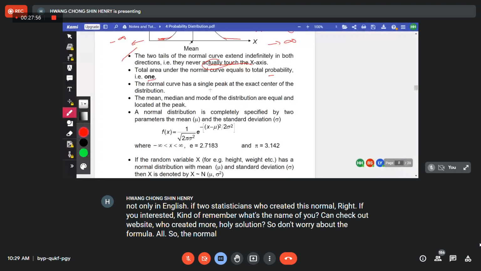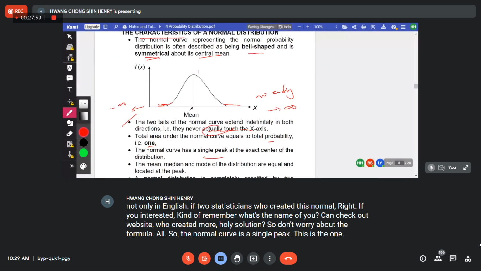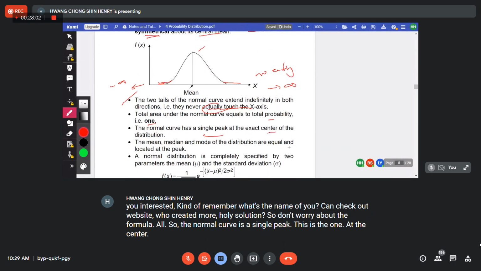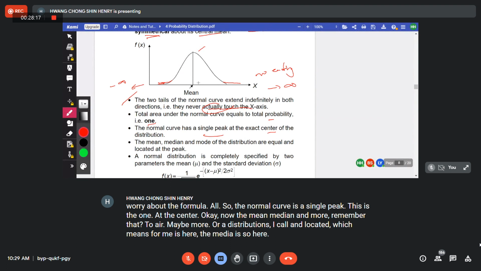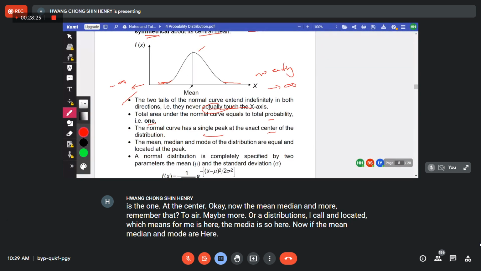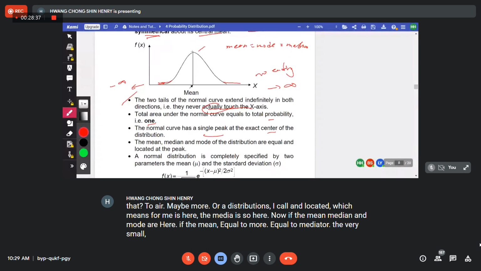So the normal curve has a single peak. This is the one at the center. Now the mean, median, and mode. Remember chapter 2a. The mean, median, and mode of the distribution are equal and located at the peak, which means the mean is here, the median is also here, the mode is also here, located at the peak. If the mean equals the mode equals the median, the values are about the same, then they are on the same peak here.